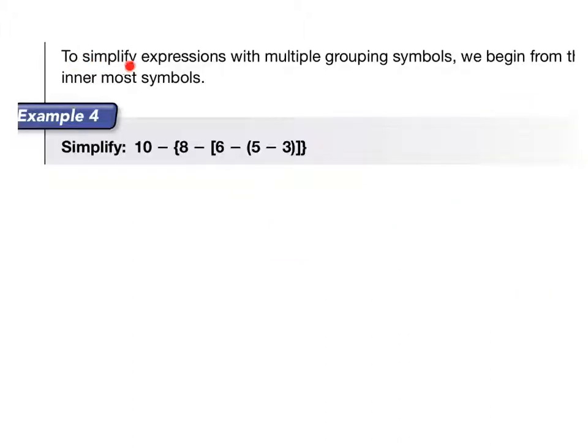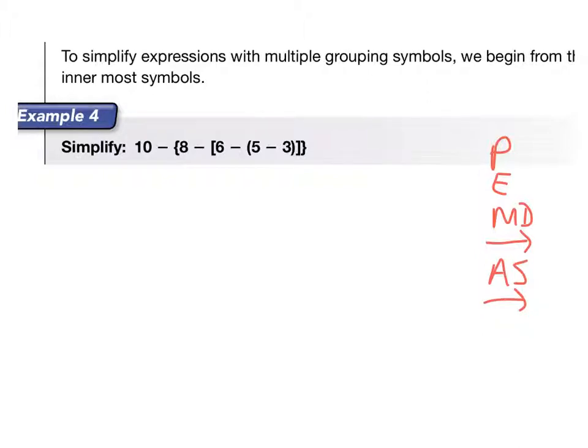Okay, it says to simplify expressions with multiple grouping symbols. Grouping symbols mean brackets and braces. Like you see, you have multiple grouping symbols here. We begin with the innermost symbols, so you want to write that down. If you have multiple grouping symbols, begin with the innermost symbols. So let's go here. Remember that I have this: parentheses, exponents, multiply and divide left to right, add and subtract left to right. All right, I start with the parentheses.